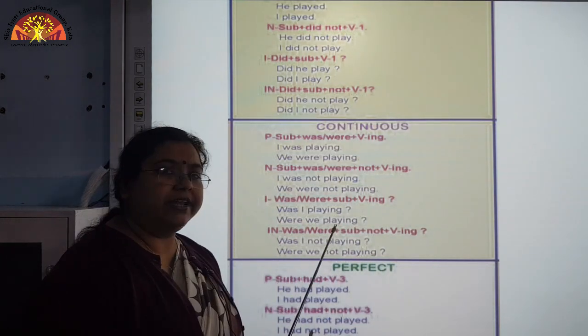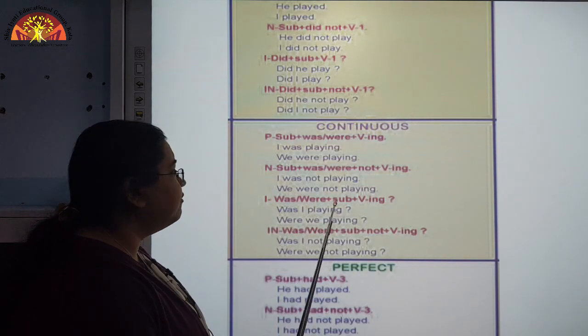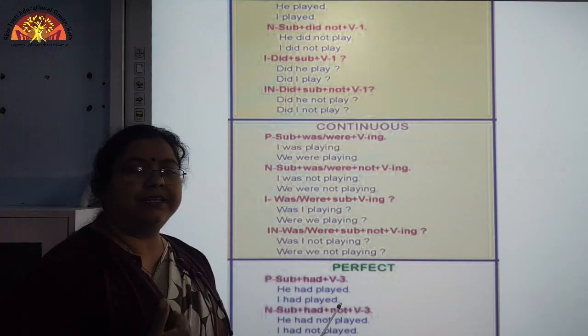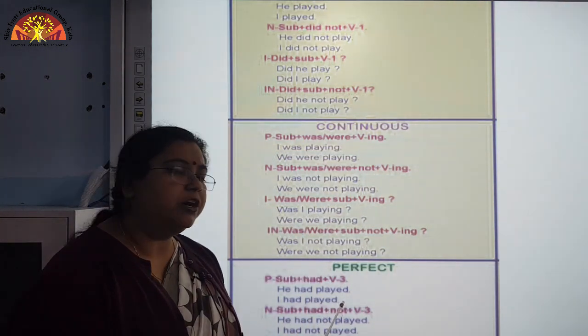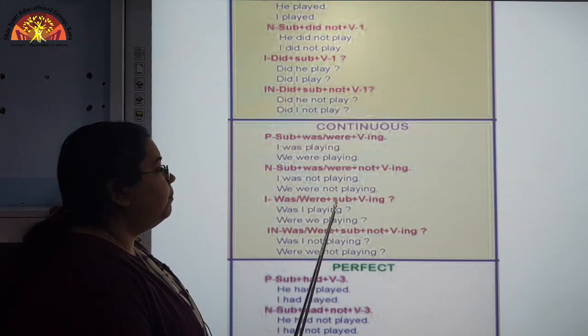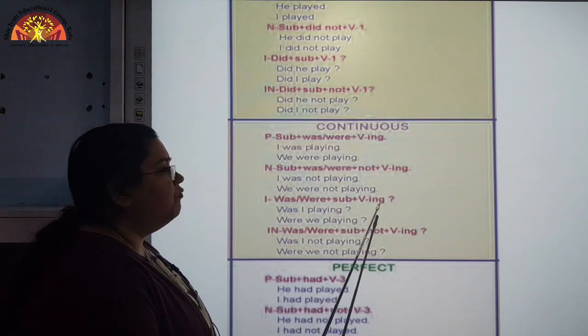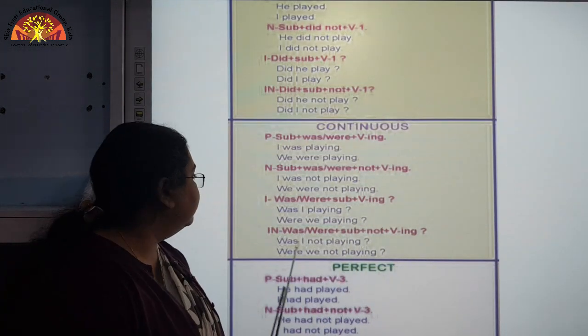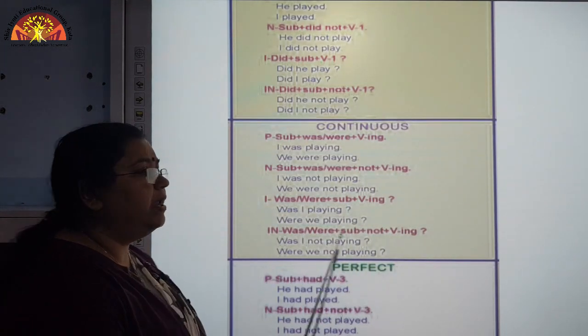Now, interrogative sentence. Was or were will precede the subject because they are the helping verbs. So, was or were plus subject plus verb ing form. So, was I playing?